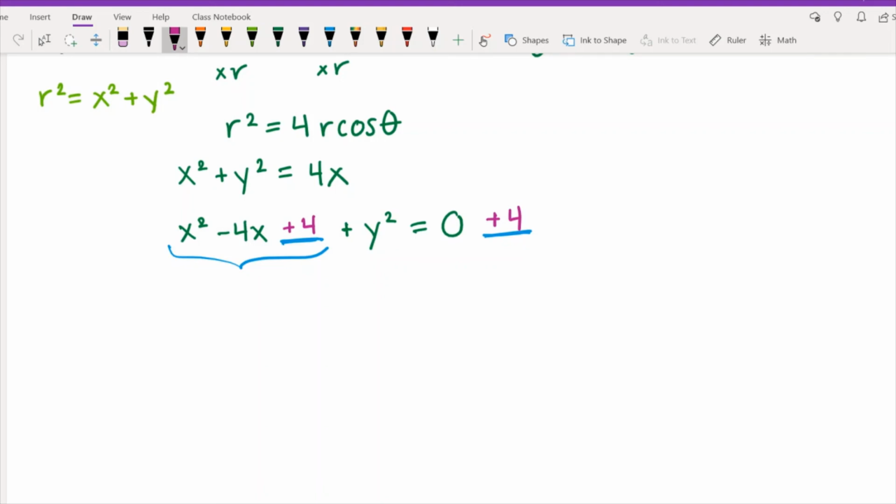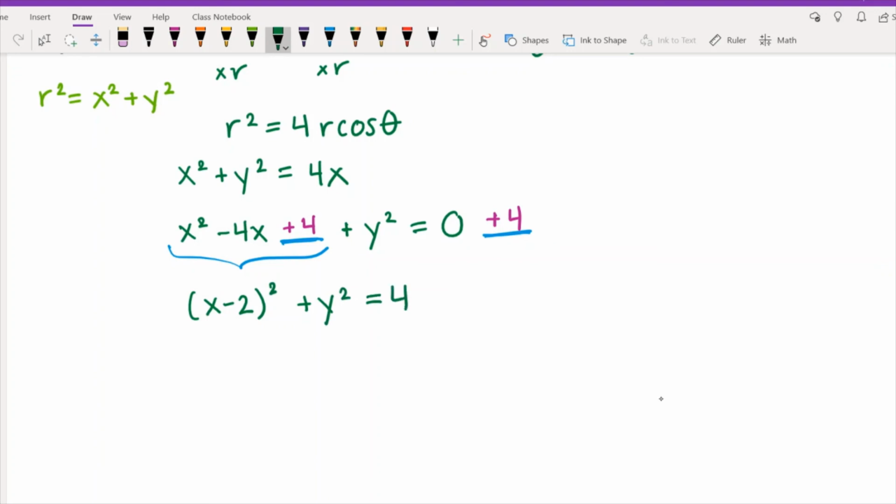A little different from pre-calc 1, where we would add and subtract 4. You could actually do that here as well, but then you would just want to add it to the other side, so you would get the same result. So how does this x part factor? It factors as x minus 2 squared. And then we have plus y squared is equal to 4.